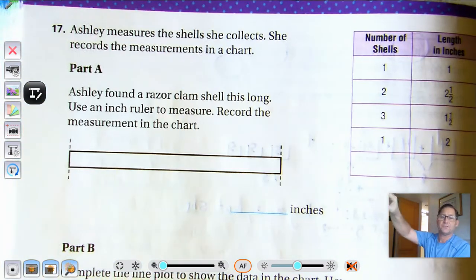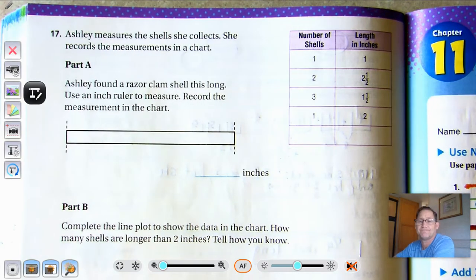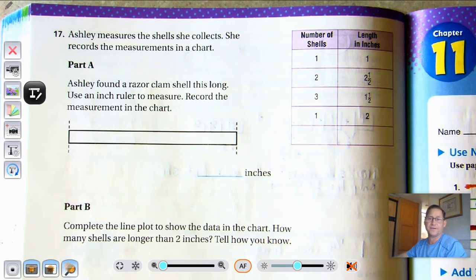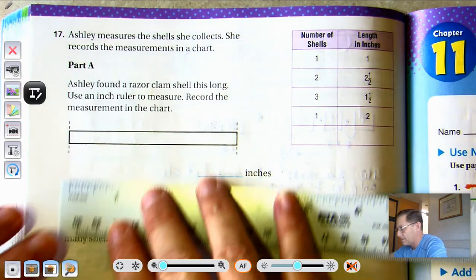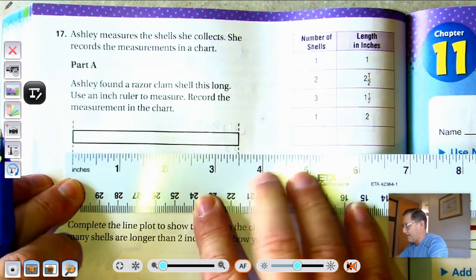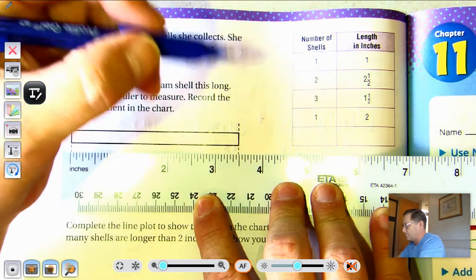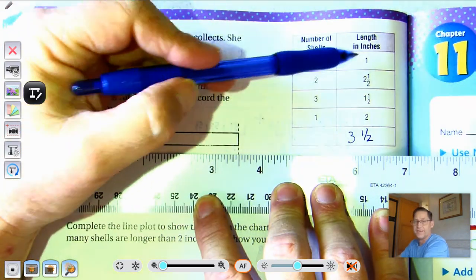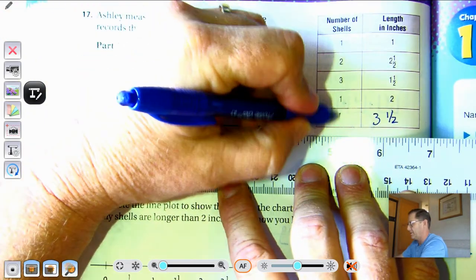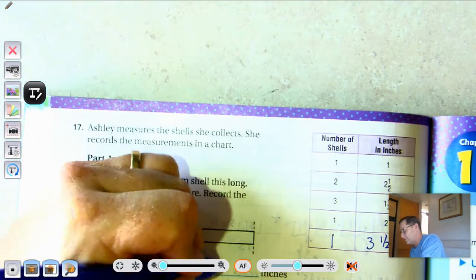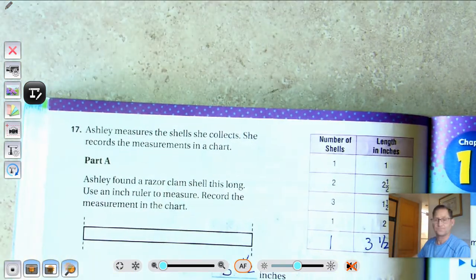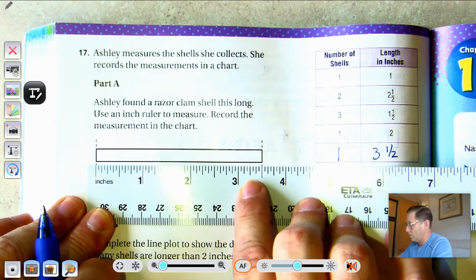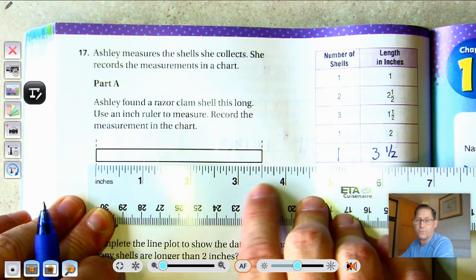Ashley measures the shells she collects. She records the measurements in a chart. Ashley found a razor clamshell this long. Use an inch ruler to measure and record the measurement in the chart. Okay, so put it at 0, and I'm at 3.5. I don't see any other 3.5s in the chart. So we have one shell that's 3.5 inches. Okay, let's confirm that. Double check. Yeah. So 1, 2, it's at the second fourth mark, so it's in between 3 and 4, 3.5.